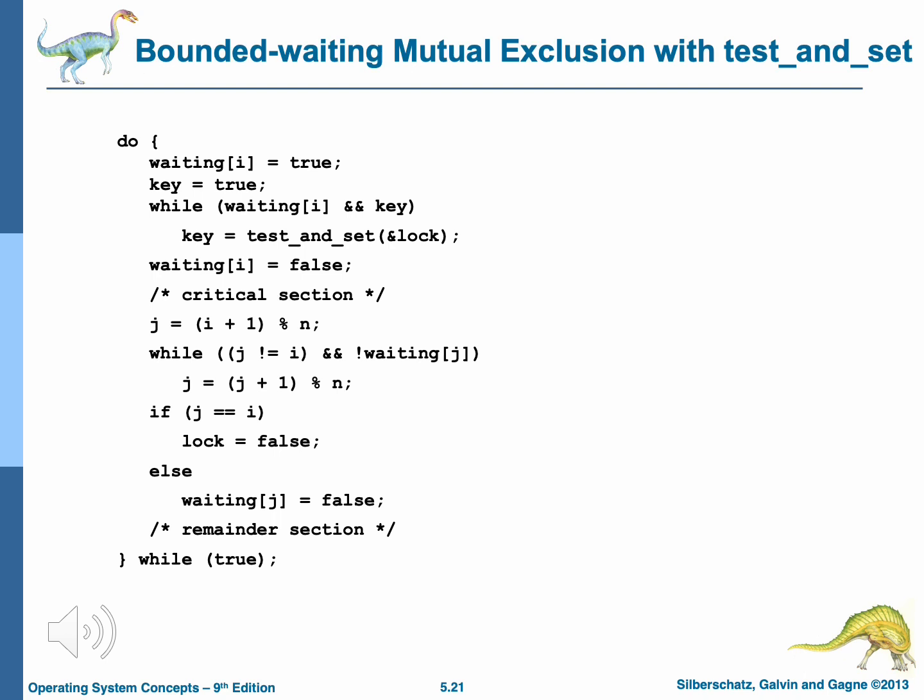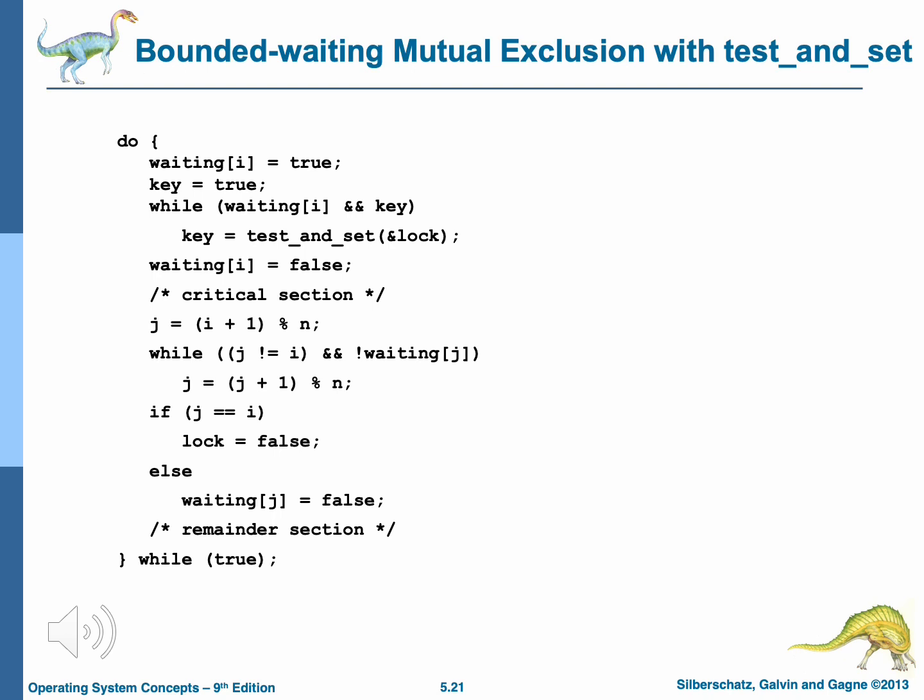To prove that the progress requirement is met, we note that the arguments presented for mutual exclusion also apply here. Since a process exiting the critical section either sets lock to false or sets waiting[j] to false, both allow a process that is waiting to enter its critical section to proceed. To prove that the bounded waiting requirement is met, we note that when a process leaves its critical section, it scans the array waiting in the cyclic ordering.